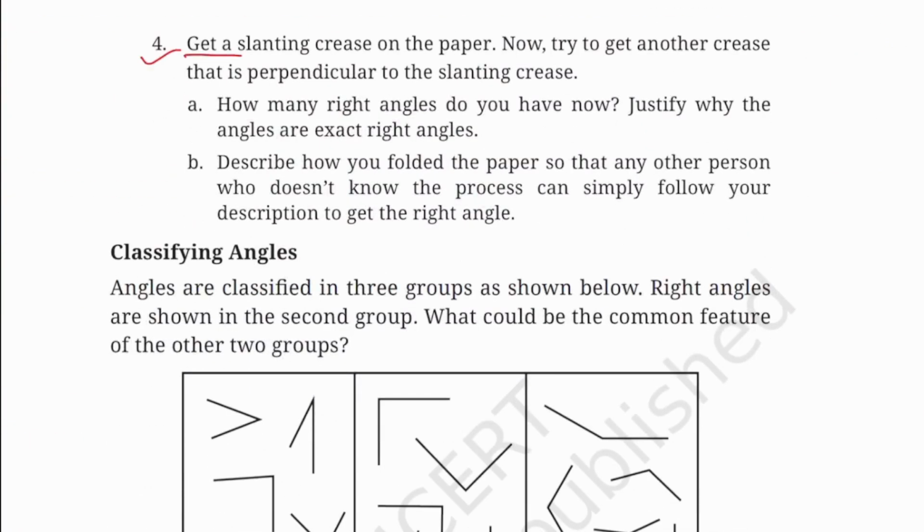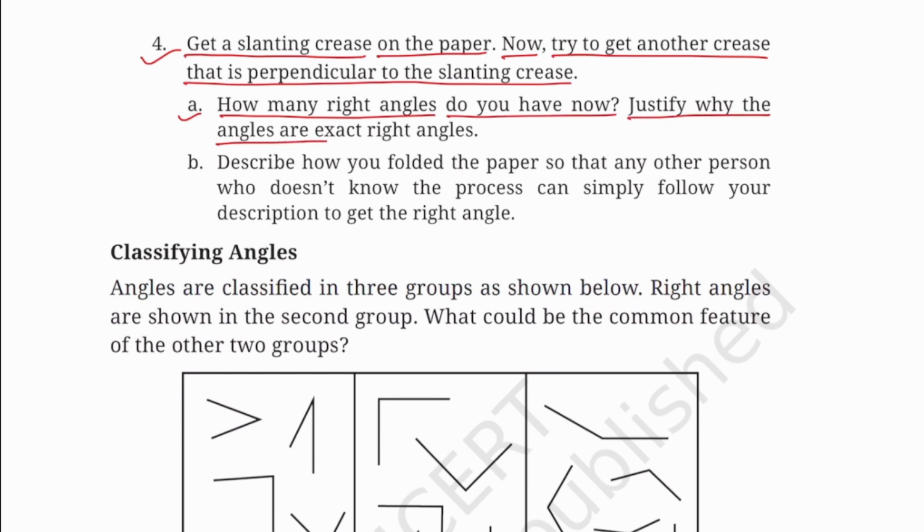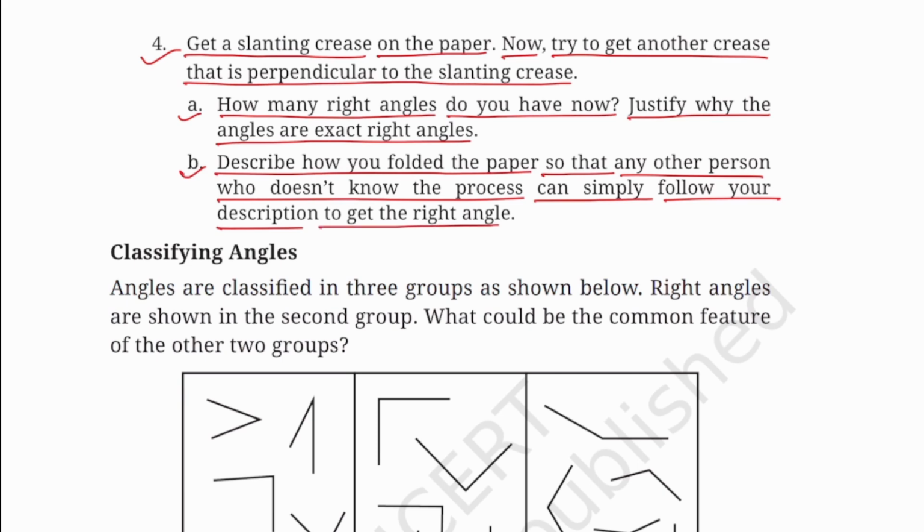4. Get a slanting crease on the paper. Now try to get another crease that is perpendicular to the slanting crease. A. How many right angles do you have now? Justify why the angles are exactly right angles. B. Describe how you folded the paper so that any other person who doesn't know the process can simply follow your description to get the right angle.